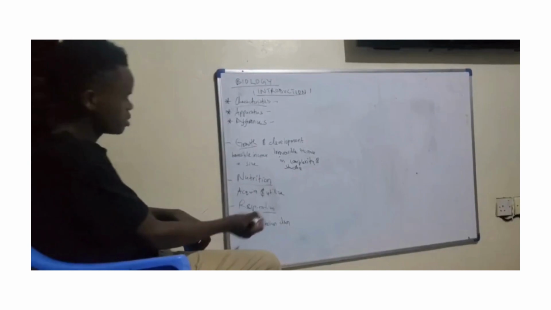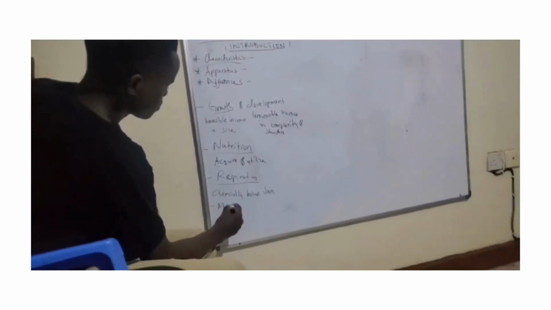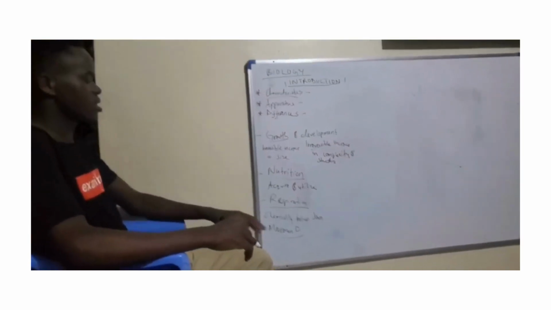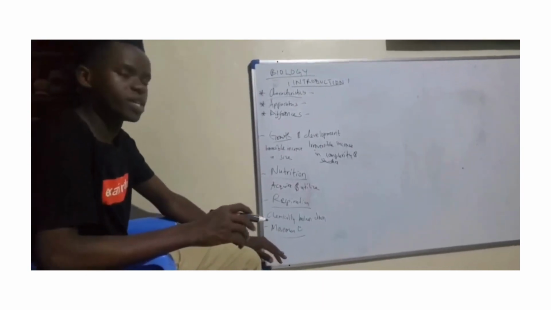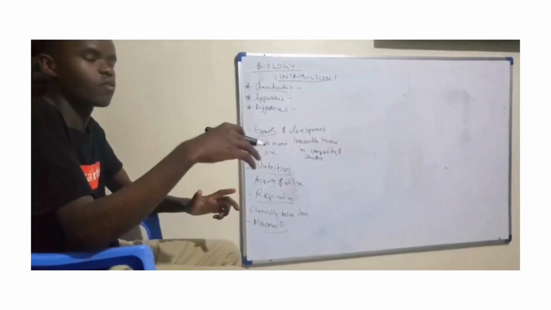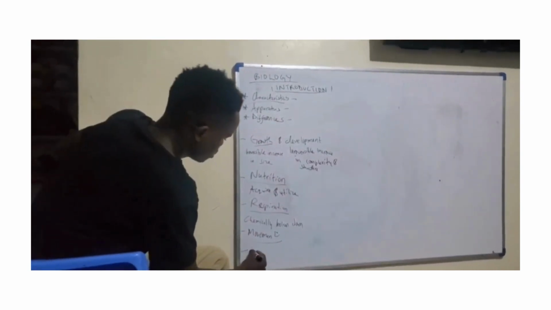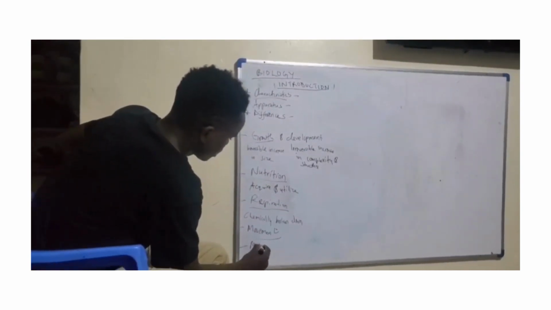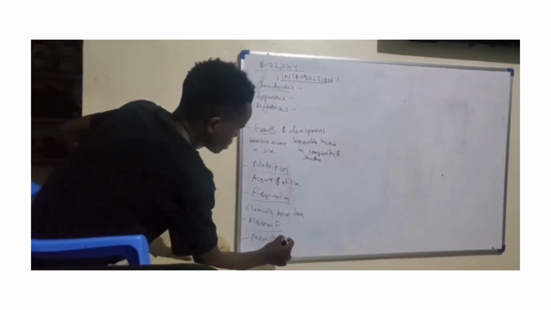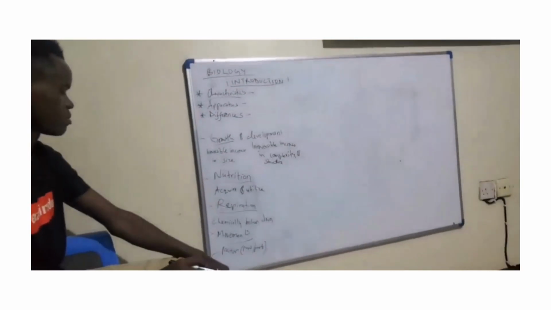Now from respiration, let's go to another characteristic called movement. Now what is movement? This is yet another characteristic. Movement is the change in position of a part or parts of an organism. You have to take note of position, and it's a part or parts of an organism. Change in position of a part or parts of an organism.